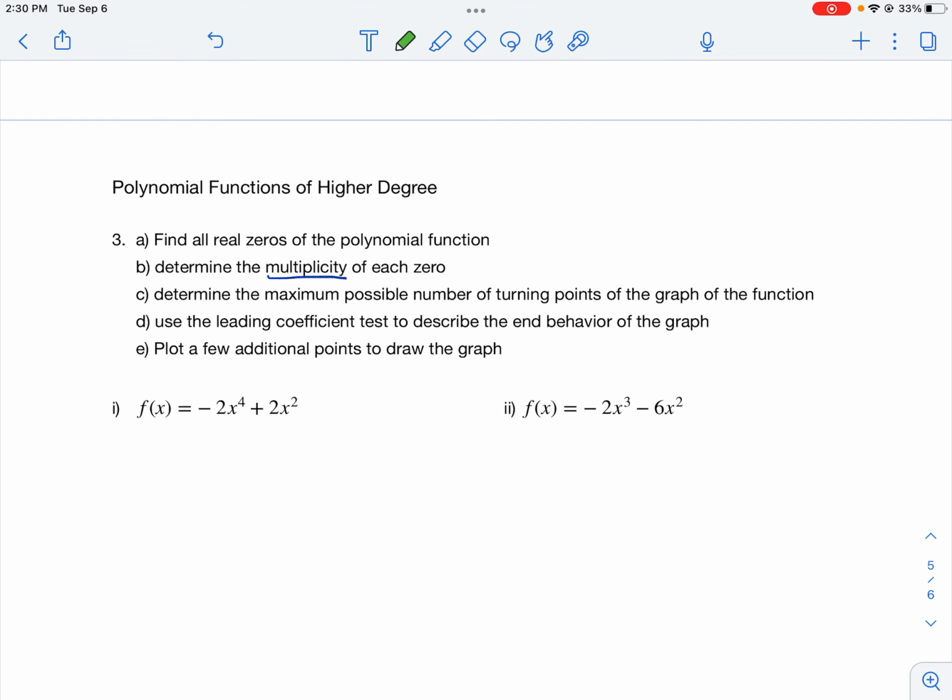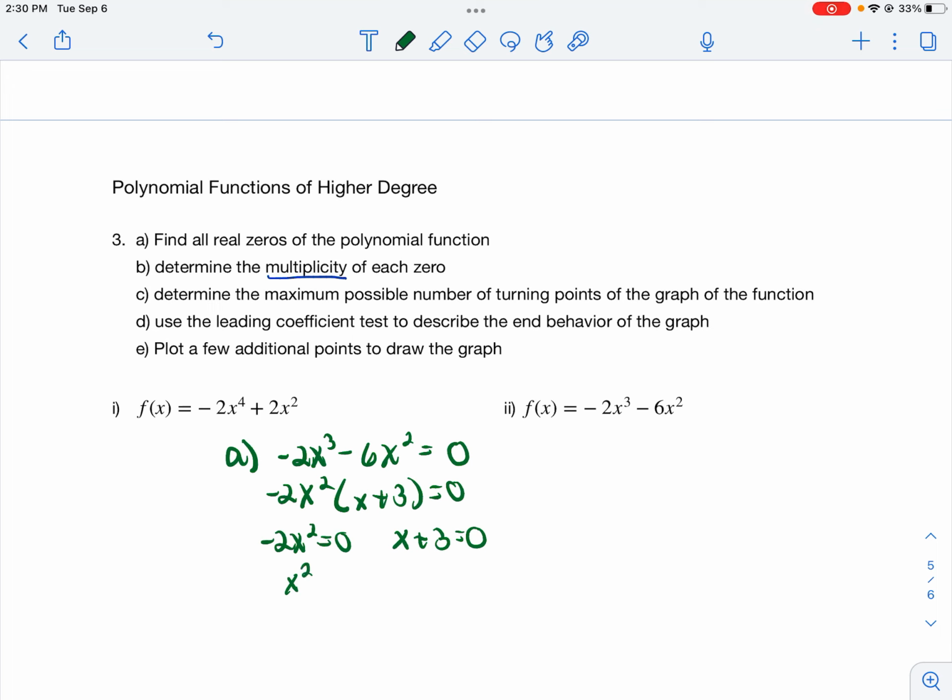All right, so I'm going to do very similar on this one. For A, I want to find our zeros. So I replace f of x with 0 and take out my GCF. This time when I take out my GCF, that leaves me with an x plus 3. And so I get negative 2x squared must be 0, or x plus 3 equals 0. So x squared equals 0, x equals 0, or x equals negative 3. So my zeros are negative 3 and 0.